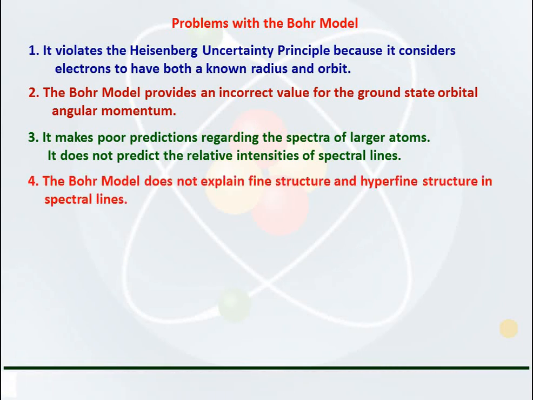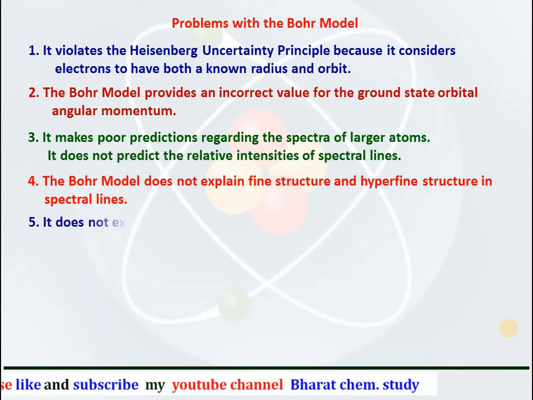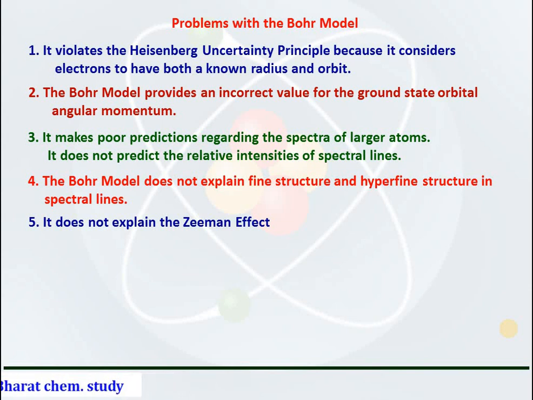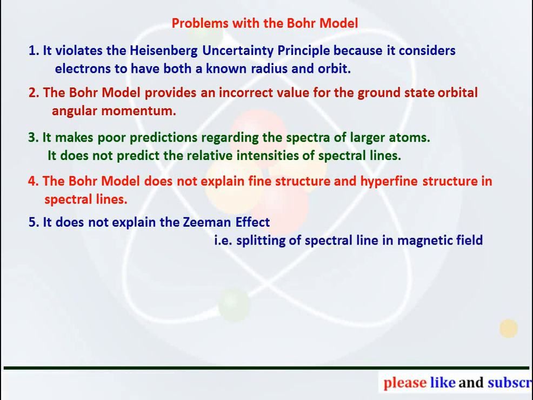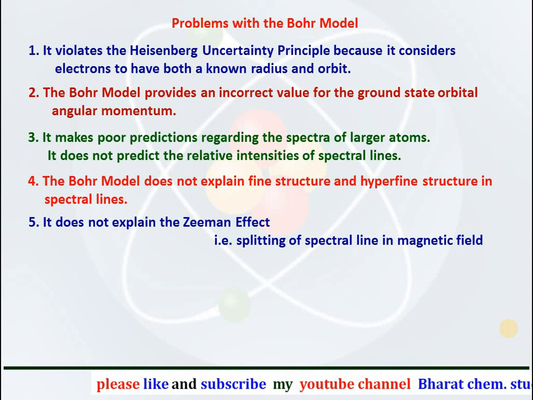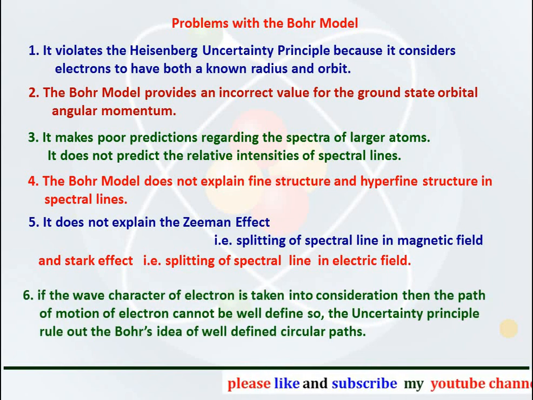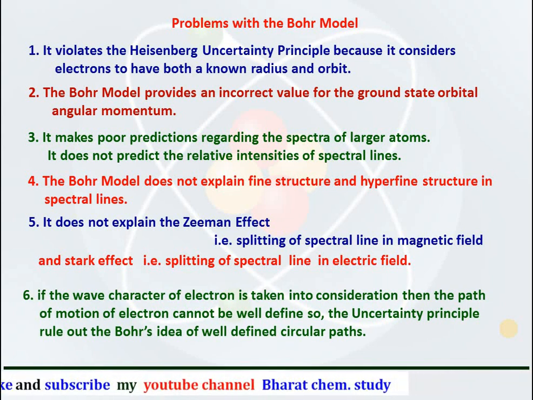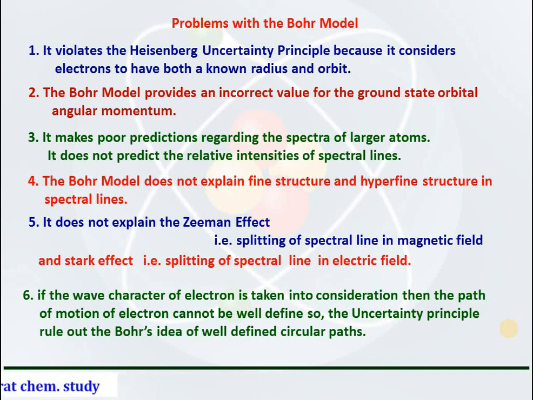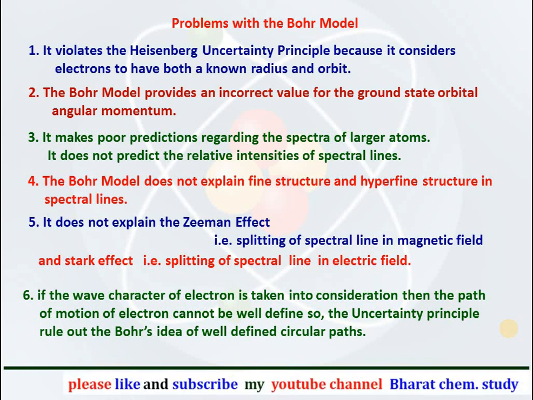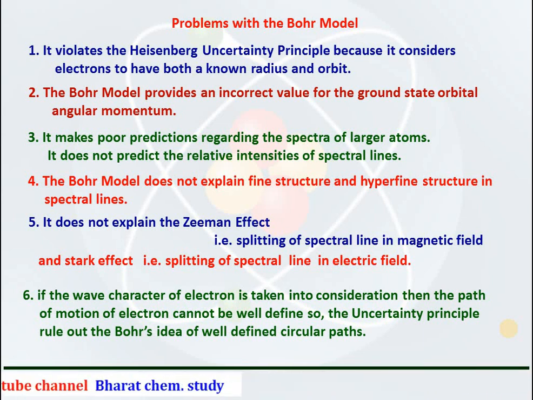The Bohr model does not explain the fine structure and hyperfine structure in the spectral lines. It does not explain the Zeeman effect, that is, the splitting of spectral lines in the presence of a magnetic field. It also does not explain the Stark effect, that is, the splitting of spectral lines in an electric field. Sixth point, if the wave character of the electron is taken into consideration, then the path of motion of the electron cannot be well defined. So the uncertainty principle rules out the Bohr idea of well-defined circular paths.